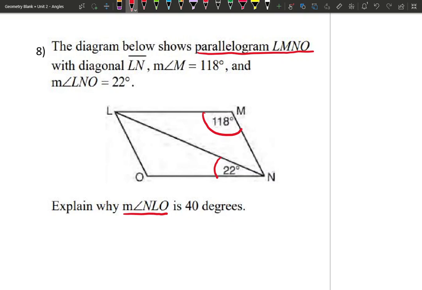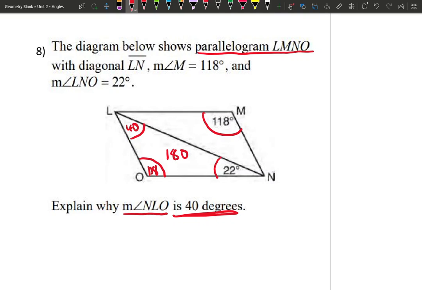All right. In a parallelogram, opposite angles are congruent. So this is 118. In a triangle, the three angles must add up to 180. NLO, by the way, is this one. They want to know why this is 40, right? Explain why it's 40. Well, the three angles in a triangle must add up to 180.